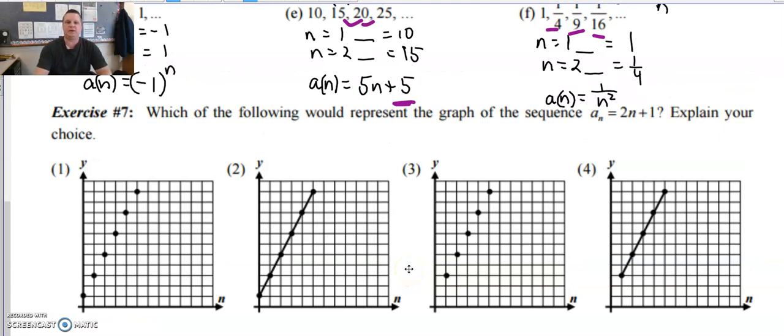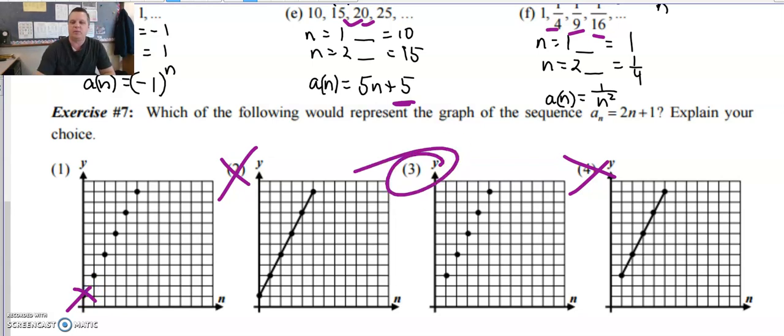Okay, so which would represent the graph of the sequence an equals 2n plus 1? It is not a line. The domain only includes 1, 2, 3, 4, and so on and so forth. Okay, so they're not connected. You can't have decimals. So therefore, well, this one can't work because you don't have 0. So it's got to be this one. Because my input has to start at 1, 2, 3, 4, on and on and on. Okay, so that's why it's choice 3.